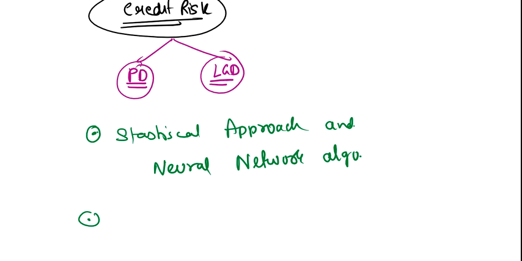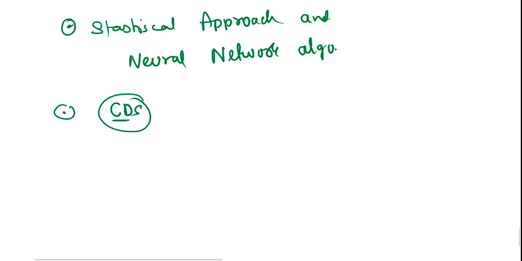Second, we know that CDS is one of the most complicated derivative products used for the purpose of credit risk. It is very challenging when you want to identify the likelihood of default, that is PD and LGD. Clear? So write down the next point.